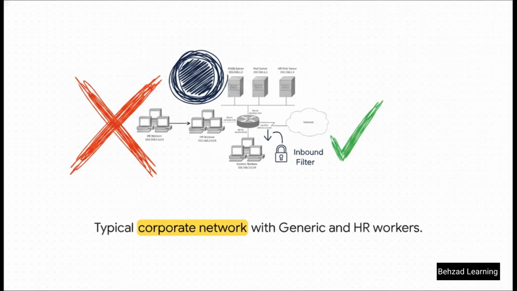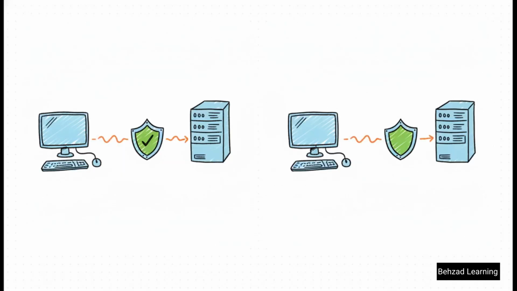Well, we create an extended ACL denying traffic from the generic workers subnet to that specific HR server IP, and permitting everything else. Then we apply it inbound on Ethernet 0/2. Why there? Because that's the interface directly facing the generic workers. We catch the bad traffic the exact moment it tries to enter the router. Which brings us to a massive golden rule of network engineering. We place extended ACLs as close to the source of the traffic as possible.